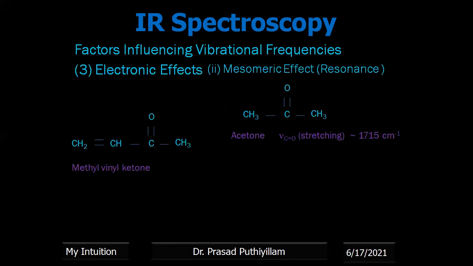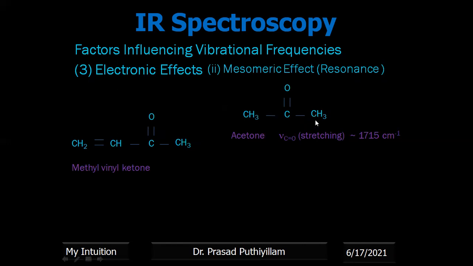So already in electronic effect, the third factor, the first one, that is inductive effect, was explained in my previous video. And the mesomeric effect and resonance effect are almost similar. The only difference is that mesomeric effect is a unidirectional effect, whereas resonance effect is a bidirectional effect. And we have seen this example of acetone and methyl vinyl ketone. What will happen due to mesomeric effect? Such resonance effect is not possible in acetone.